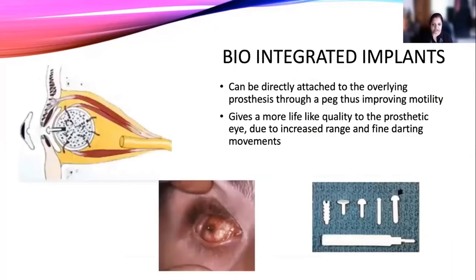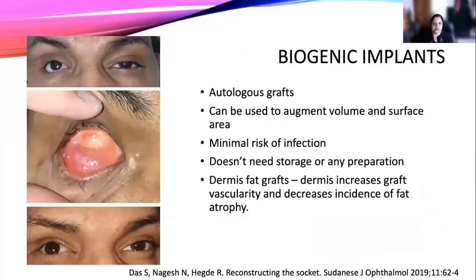Now, they can also be directly attached to the overlying prosthesis through a pegging system, which improves motility and gives a more lifelike quality to the prosthesis because of the increased range of movements. Now, biogenic implants like the dermis fat graft are autologous and can be used to augment the volume and surface area with minimal risk of infection. It doesn't need any storage or any preparation. This dermis increases the graft vascularity and decreases the incidence of fat atrophy.